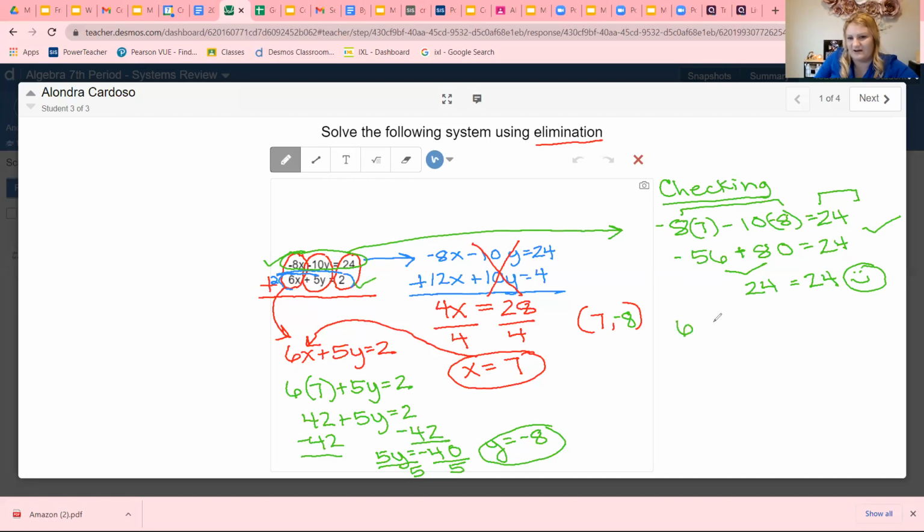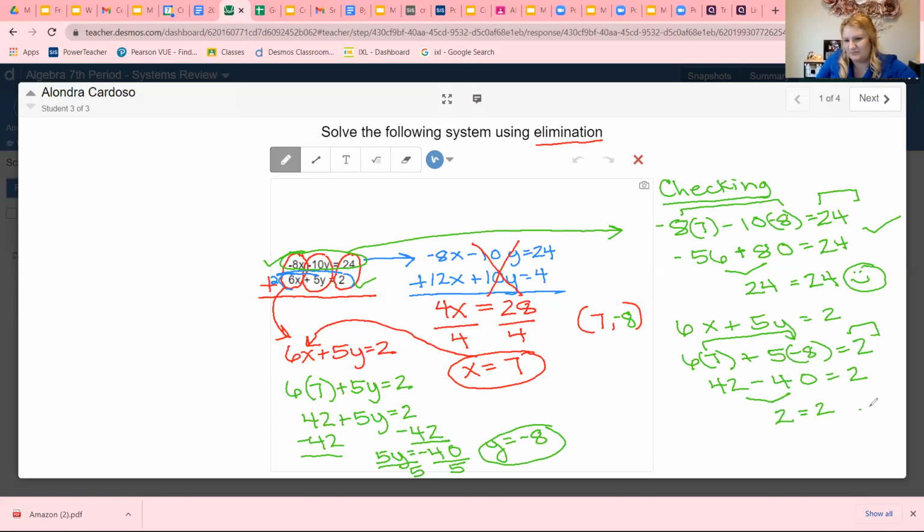So you would just rewrite the next equation. So 6x plus 5y equals 2. Instead of the x, I plug in a 7. Instead of the y, I plug in a -8. And we want to see if this side equals 2, like this side does. So we have 42. We have plus 5 times -8. So that's going to give us a -40. So if I simplify this, 42 minus 40, that's going to give me a 2. And a 2 equals 2.